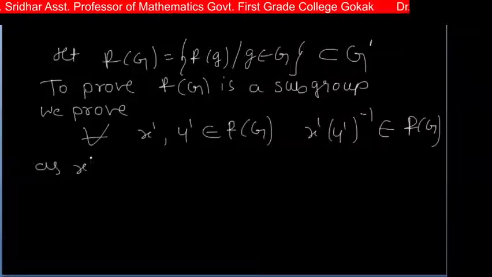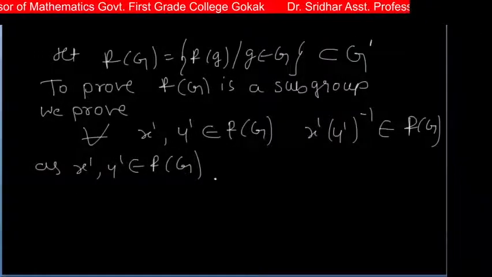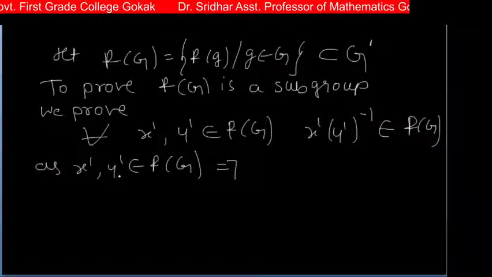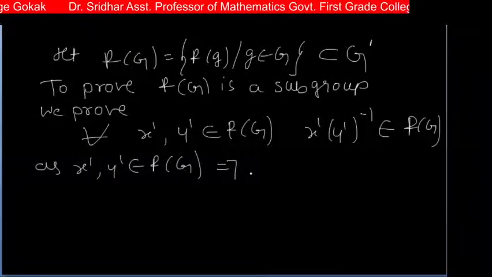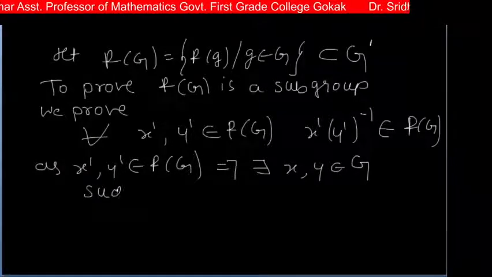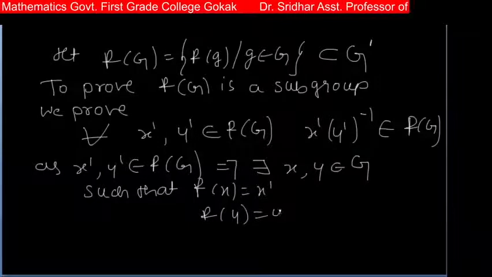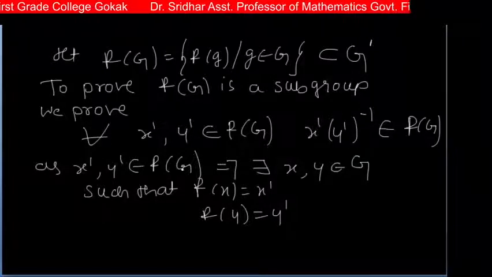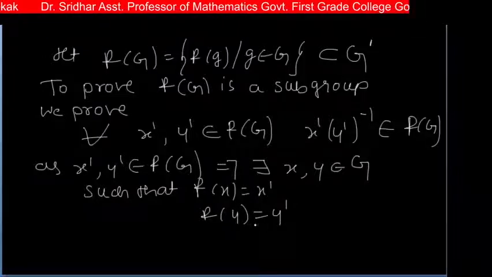Now as x dash, y dash belongs to f of G, this implies that x dash and y dash are the images of some element in G, right? So it implies that there exist x, y belongs to G such that f of x equal to x dash and f of y is equal to y dash, because x dash and y dash belong to f of G, so these are the images of some elements in G.